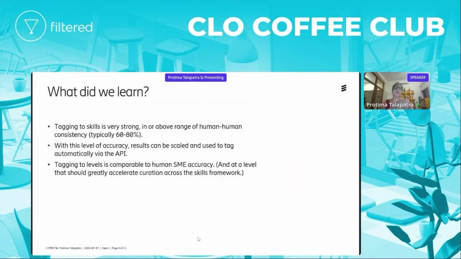So what have we really learned from this entire exercise? We learned that in terms of tagging learning assets to skills, the content intelligence tool within Filtered does a marvelous job. It has almost human-to-human accuracy there. In terms of tagging levels, I believe it is a more difficult task. Even at the SME level, the accuracy is not that good. But I believe we have great scope to move forward, and we are at the right juncture. I think it's a great start. That's what I can say.